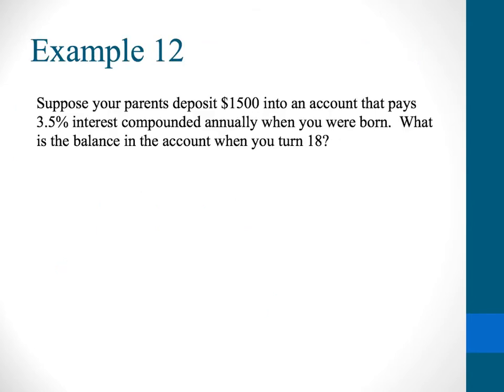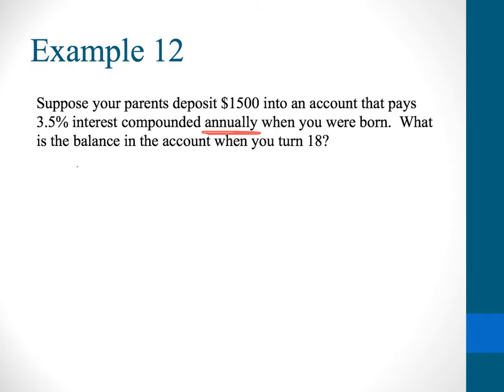So if we look at example 12, it says, suppose your parents deposited $1,500 into an account that pays 3.5% interest compounded annually when you were born. What is the balance in the account when you turn 18? So the first thing I notice right here is that we are doing this annually. That means that interest is only being paid 1 time per year.